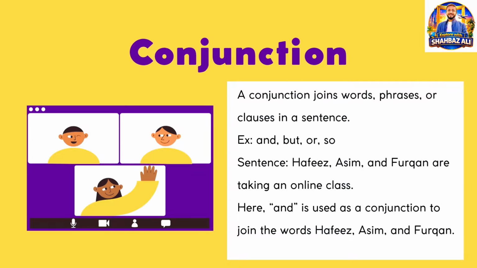Conjunction. A conjunction joins words, phrases, or clauses in a sentence. For example, and, but, or, so. Sentence, Hafiz, Azam, and Furqan are taking an online class. Here, and is used as a conjunction to join the words Hafiz, Azam, and Furqan.